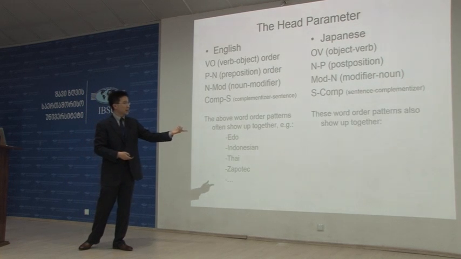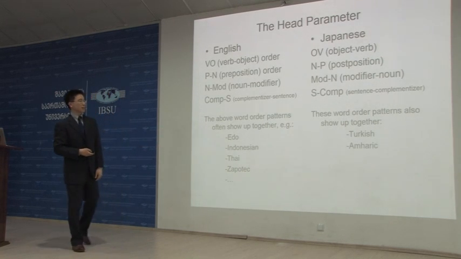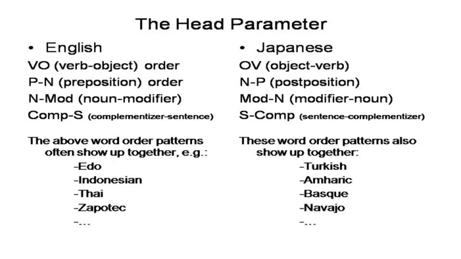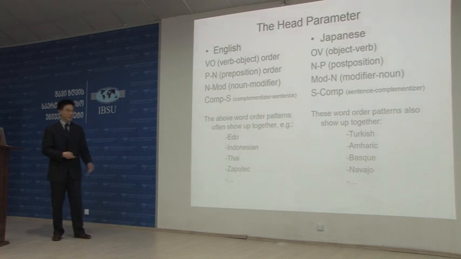The Japanese order is shown in Turkish. Is that true? Some people know, right? Amharic, which is not related. Basque, which is not related to any language. Navajo, right? Okay. So there are many, and Korean, right? Many languages that have this kind of order.